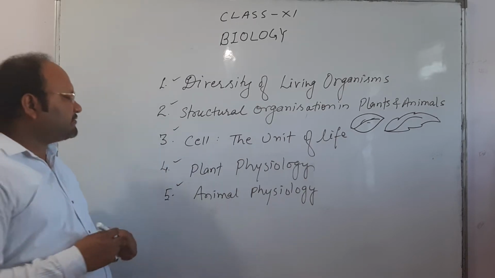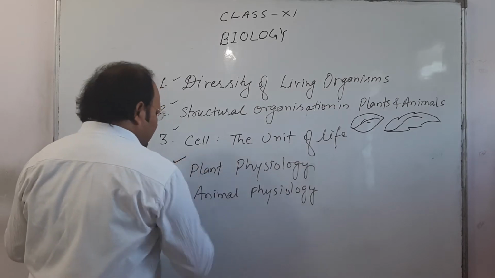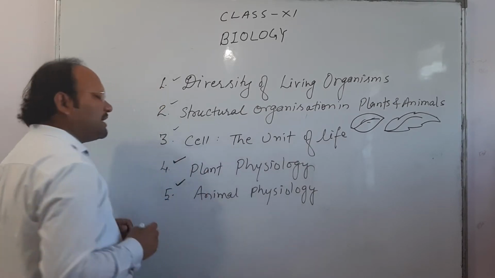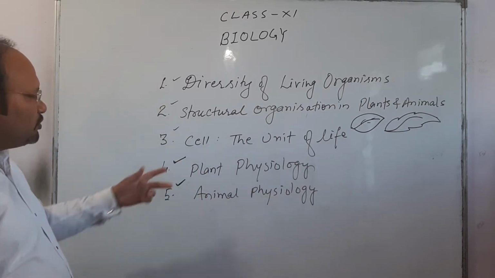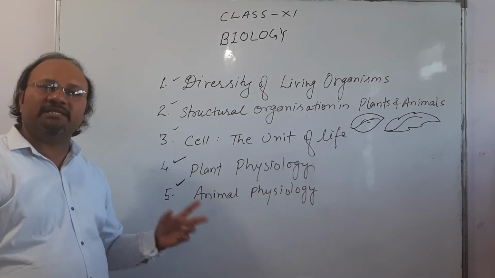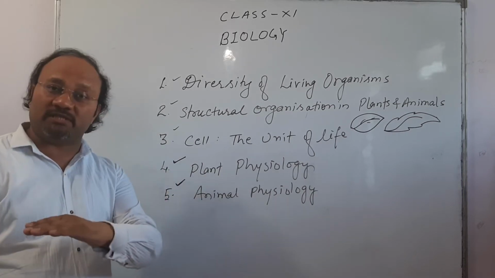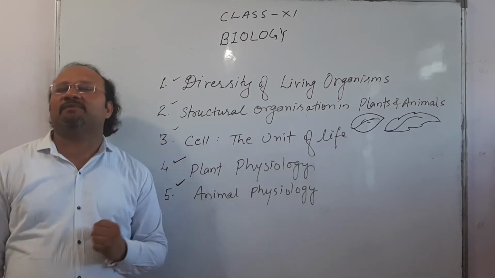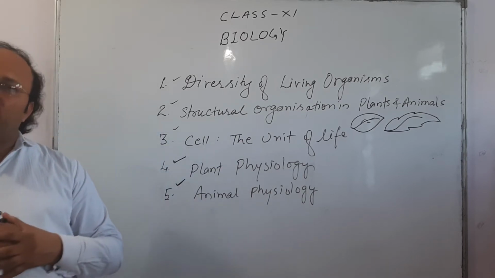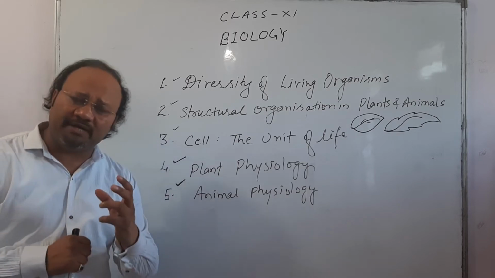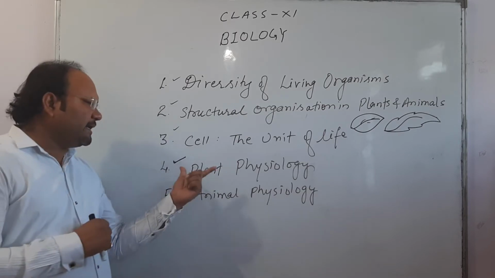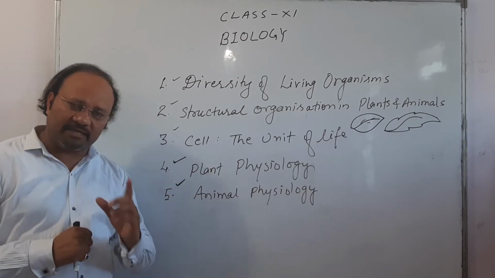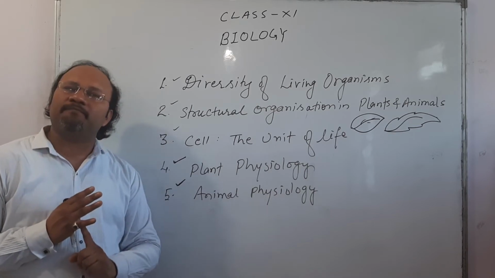Okay. Then after we will be moving on to the 4th unit, that is plant physiology, and 5th unit, that is animal physiology. These 2 units are basically related with the life processes. Do you remember class 10th? We had this chapter in class 10th. There we study about the different life processes. Okay. In plant physiology, we will study about photosynthesis.